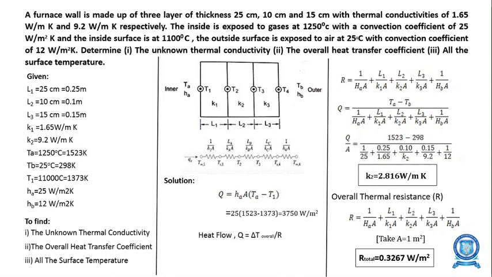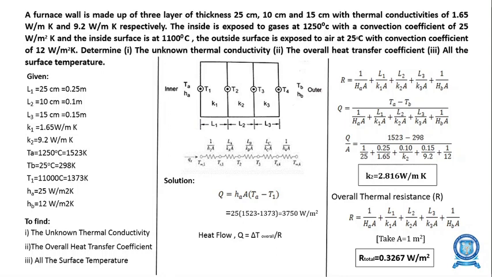TA will be the temperature exposed to gases. T1 will be the surface temperature at the inside, and T4 will be the outside surface temperature. And I mentioned L1, L2, L3, the thickness of these layers, which is given in the problem in centimeters. You have to convert that centimeter value into meters by dividing by 100.